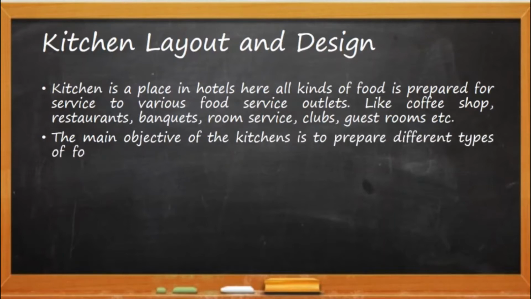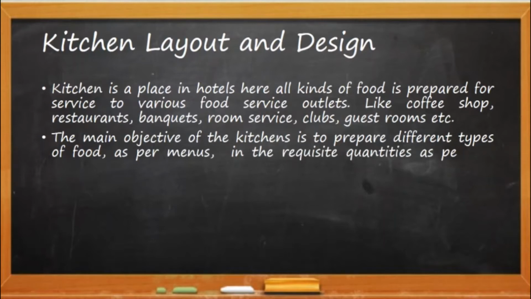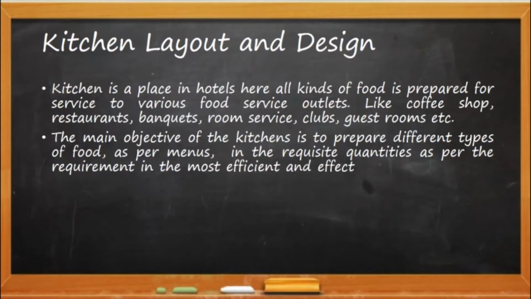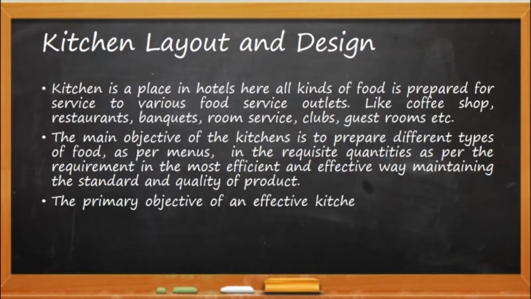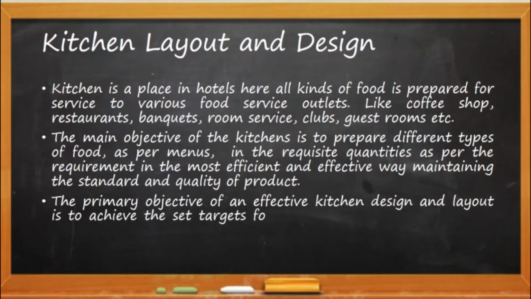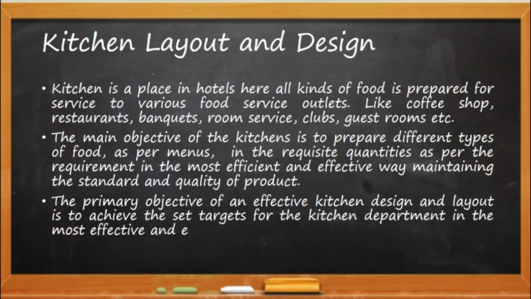The main objective of the kitchens is to prepare different types of food as per menus in the requisite quantities as per the requirement in the most efficient and effective way by maintaining the standard and quality of product. The primary objective of an effective kitchen design and layout is to achieve the set targets for the kitchen department in the most effective and economical manner.